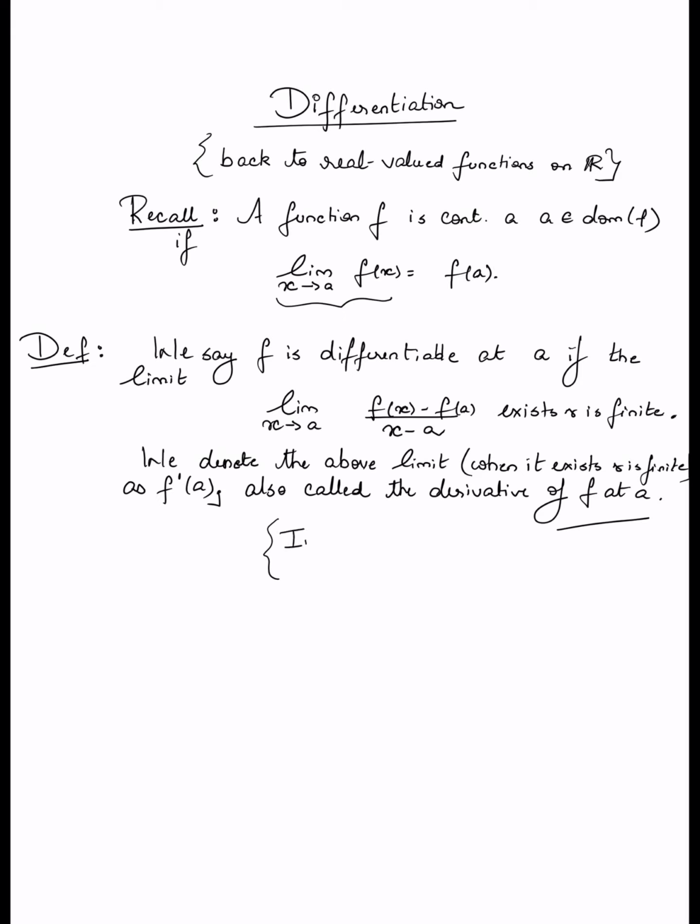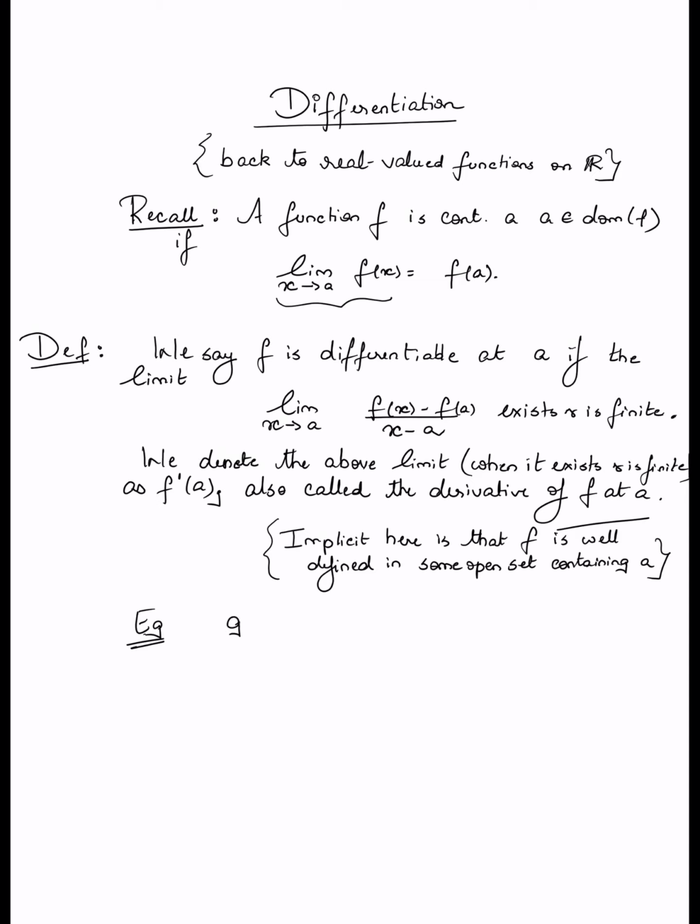So implicit here is that f is well defined in some neighborhood around a. One could equivalently say that f is well defined in some open set containing a. Okay, so now that the definition is out of the way, we can do a few quick examples.